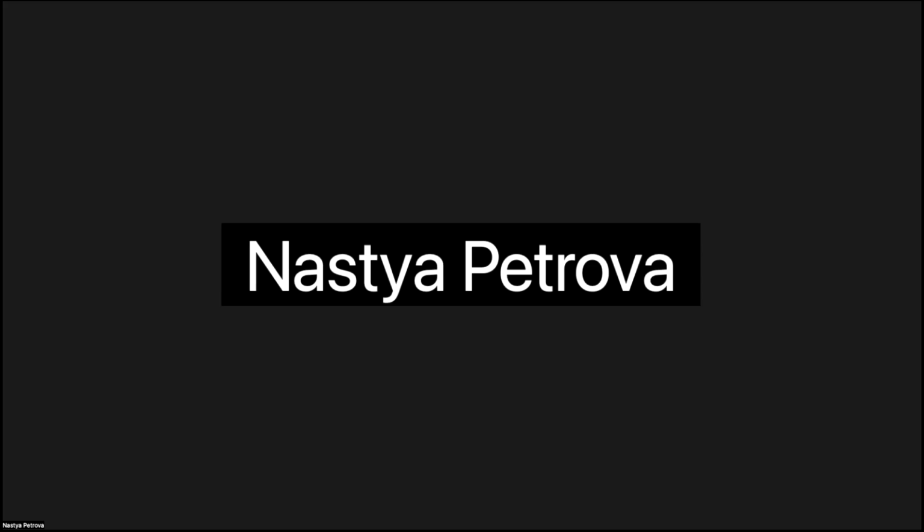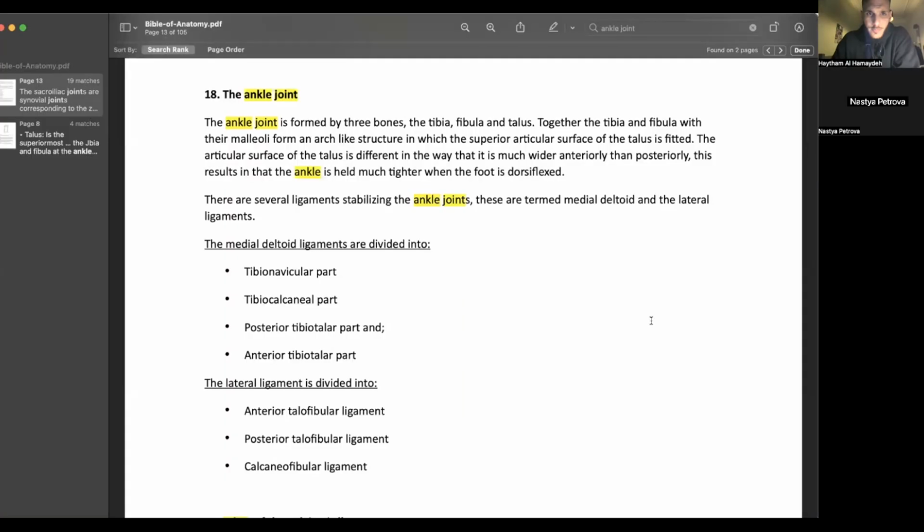Do you know about the ankle joint? I know that the ankle joint is a hinge synovial joint. Its anterior surface of the talus is wider than the posterior.